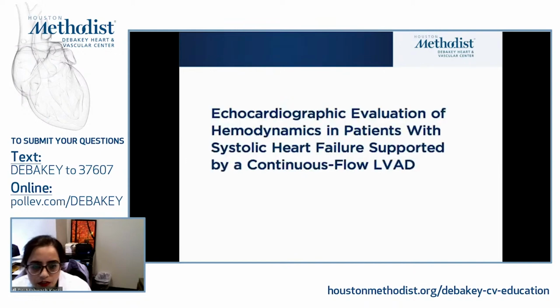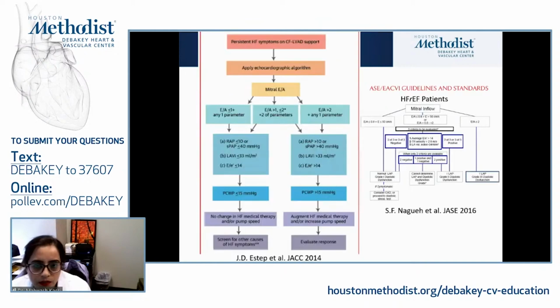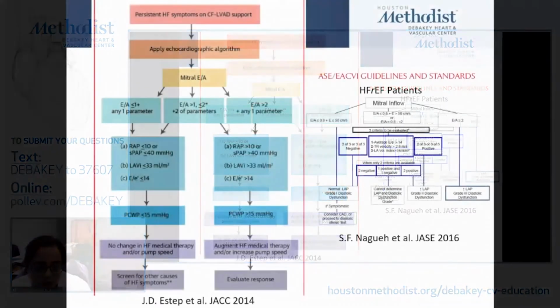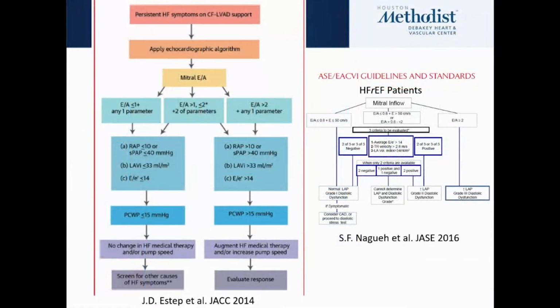At Houston Methodist, Dr. Nagueh did a study along with Dr. Estep looking at the hemodynamic assessment of patients on LVAD support. This was a study with concomitant echo and right heart cath, which demonstrated that patients who have an RA pressure of less than 10, a diastolic pressure less than 40, a volume index of less than 33, and E to E prime less than 14 had been appropriately unloaded and had a wedge pressure of less than 15.